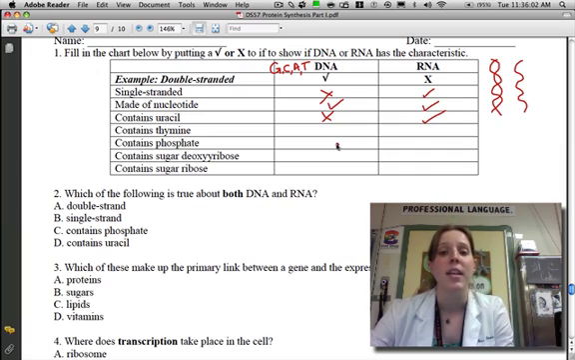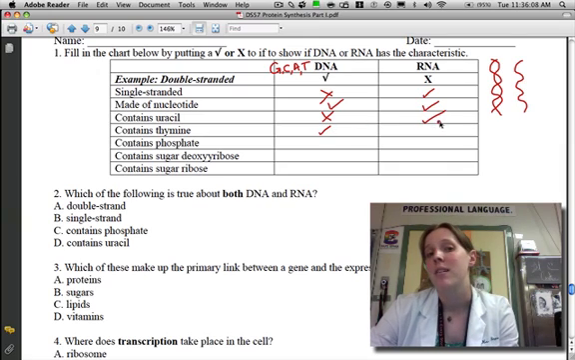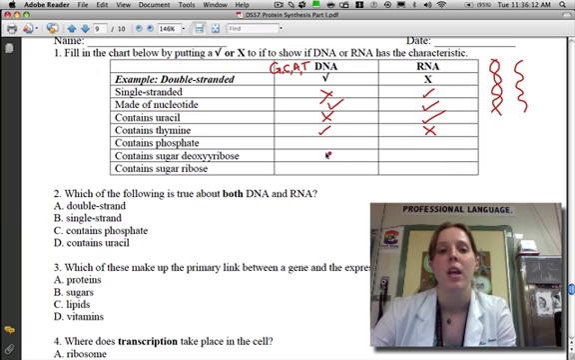Now the next one, contains thymine. That fits with DNA. The T is for thymine, so let me put a check there. But RNA, because it has U, does not have T, so let me put an X here for RNA. Contains phosphate. Phosphate is a component of nucleotides, the building blocks of nucleic acids, and so that's going to be in both DNA and RNA.